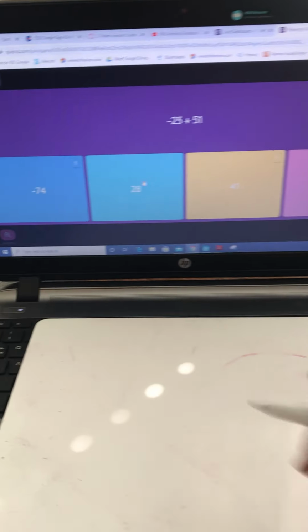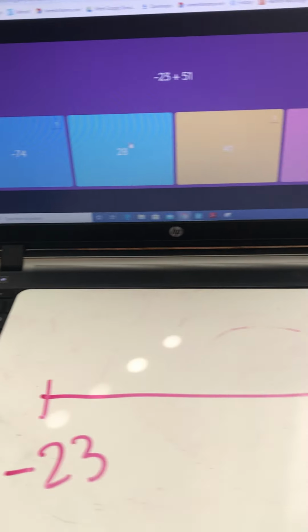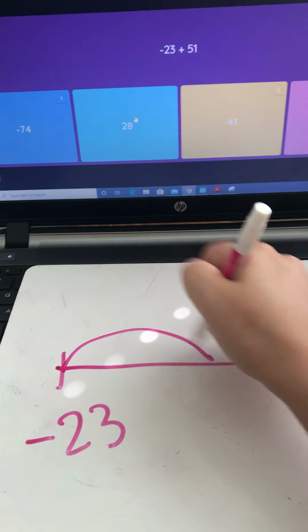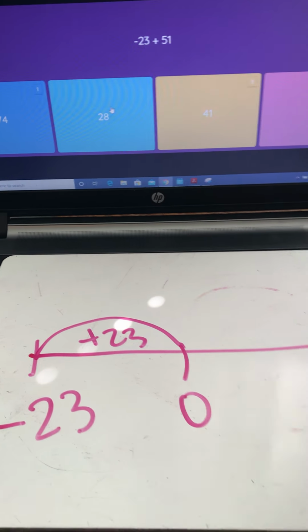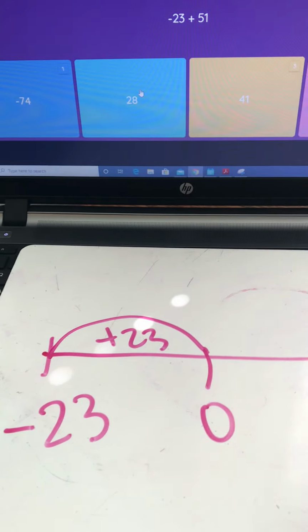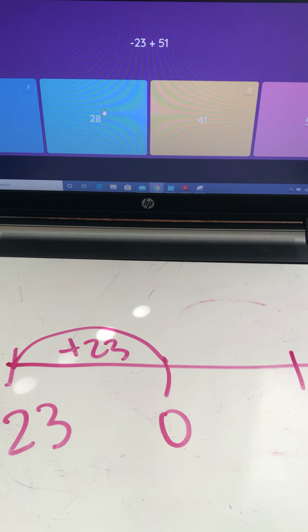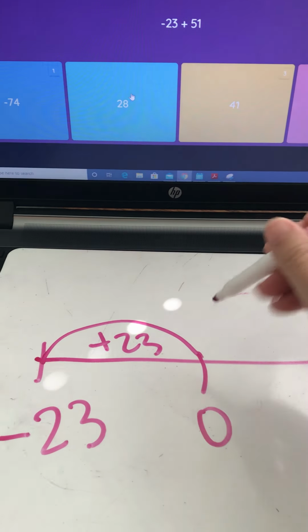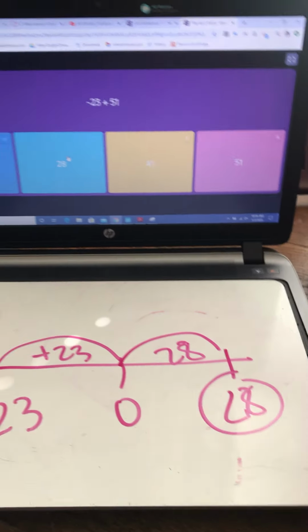Here we have a similar question, but we're going to start at the negatives. Negative 23 plus 51. So if I add 23, that gets me to 0. I need to go a little bit further. So 23 and how much more to get to 51? That's going to be 28 more. That would get me to a positive 28 on my number line.